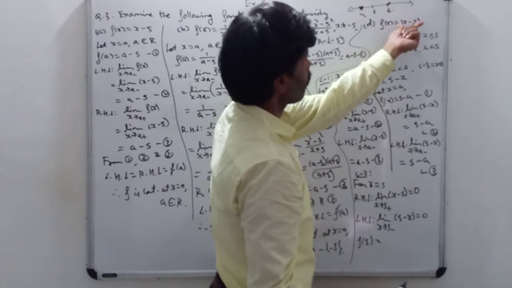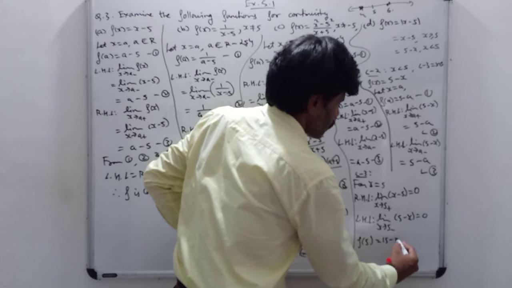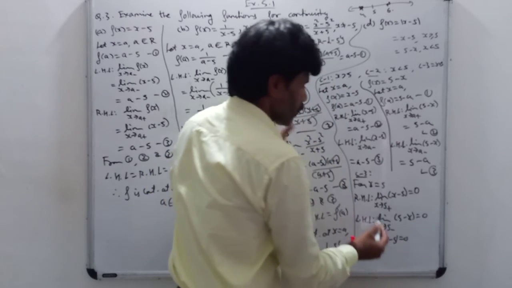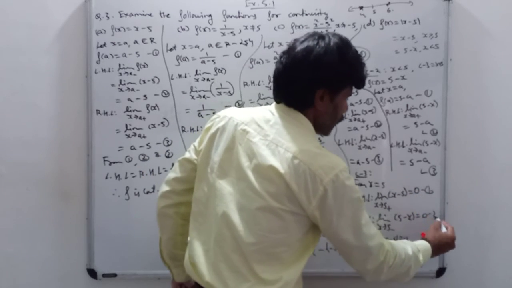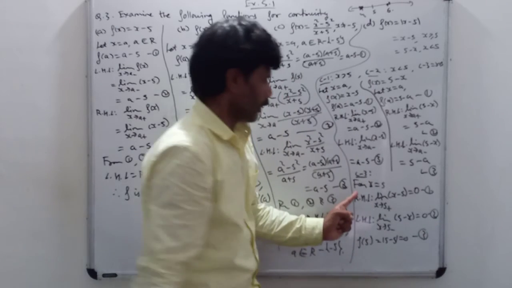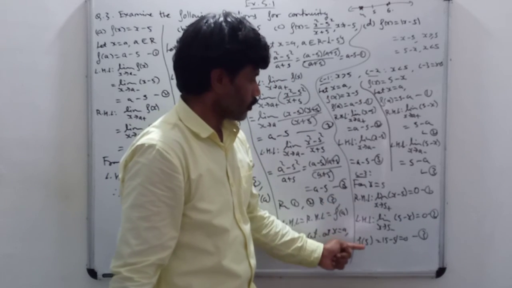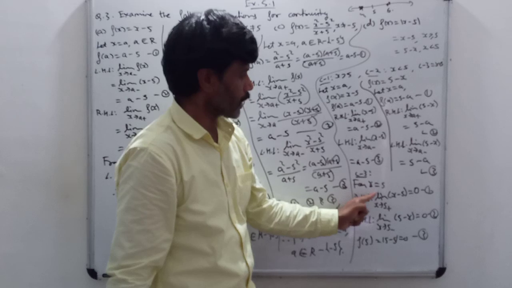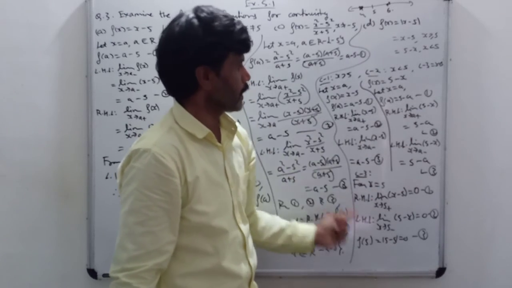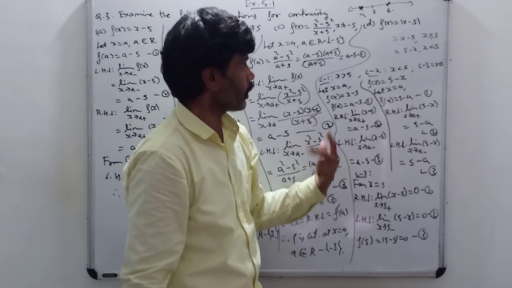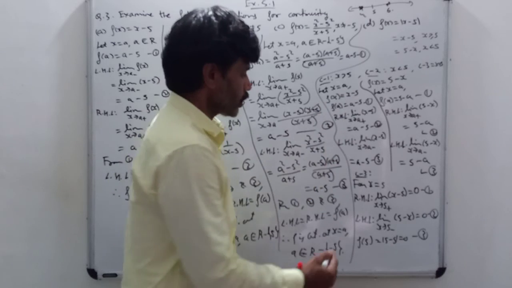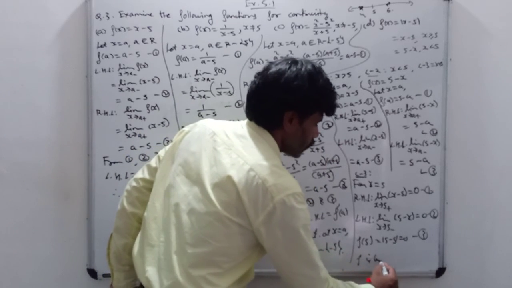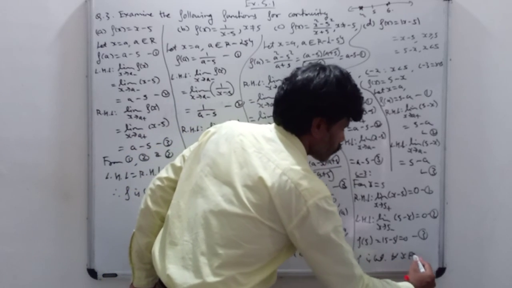And you find out f(5). So for f(5) you put mod of 5 minus 5. That is equal to how much? 0. So what you understood here, from 1, 2 and 3, left hand limit is equal to right hand limit is equal to the value of the function, therefore the function is continuous at x equals 5. Thus in all the cases, case 1, case 2 and case 3, the function is continuous for all x belongs to R.